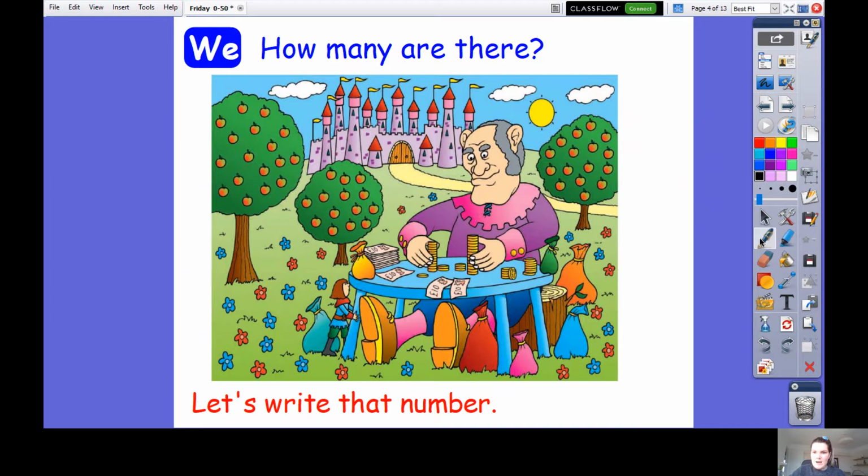Fantastic. It was some difficult counting, but the number you should have found was 28. Now, how do I write 28? It starts with a 2, so I know that 20 starts with a 2, and 28. There we go. So your 28 should look like this. Very good. There was 28 flowers.